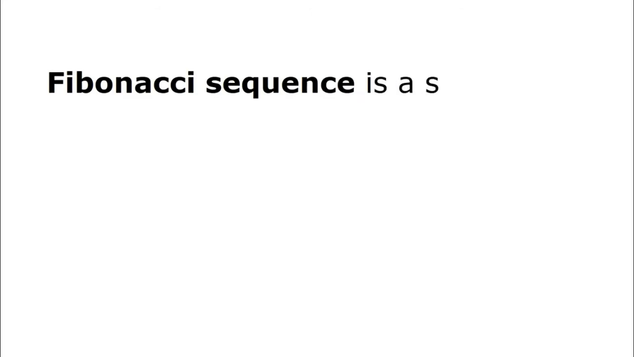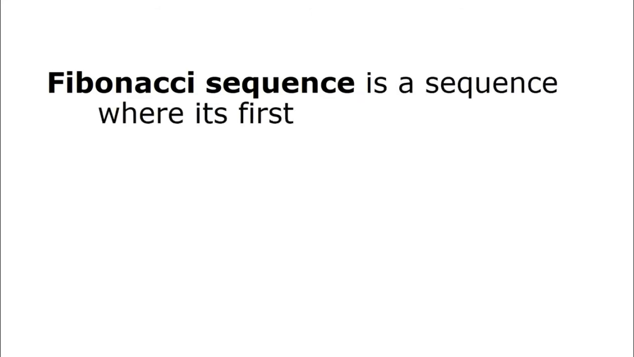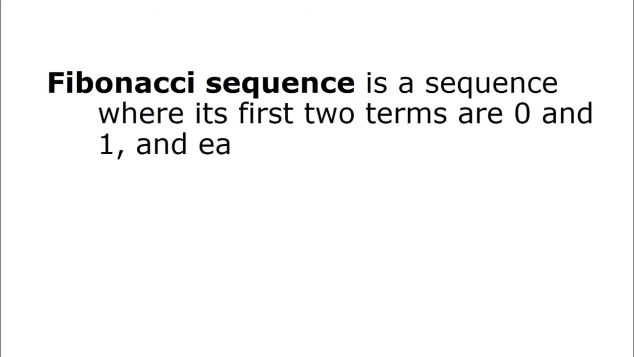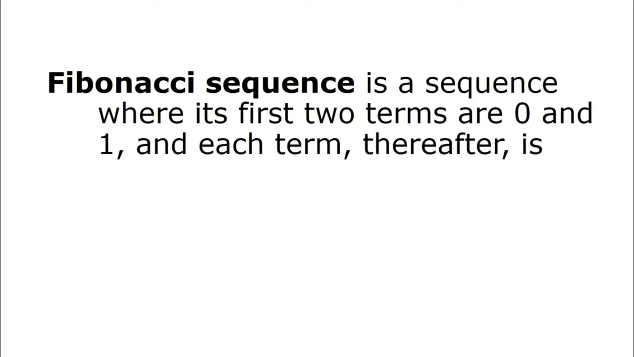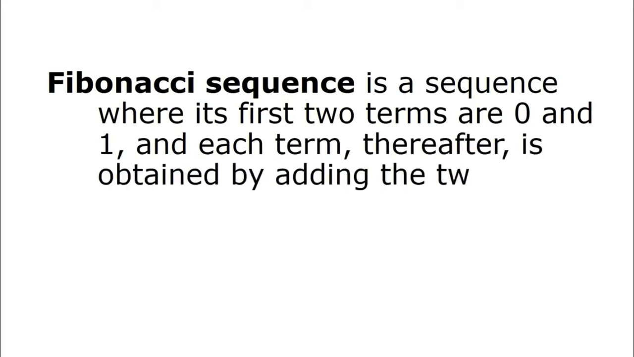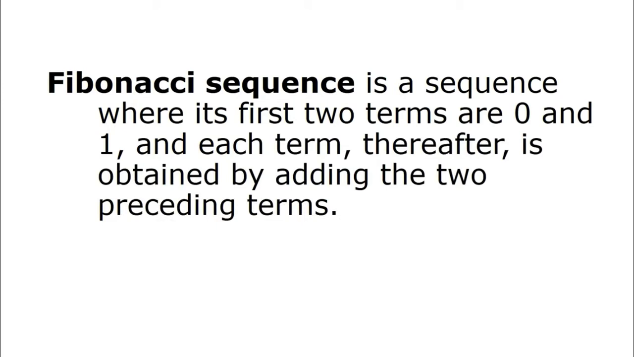And for today's episode, we're going to talk about the Fibonacci sequence. The Fibonacci sequence is a sequence where its first two terms are 0 and 1, and each term thereafter is obtained by adding the two preceding terms. The first two terms are 0 and 1. Let us determine the next few terms by adding the previous two.